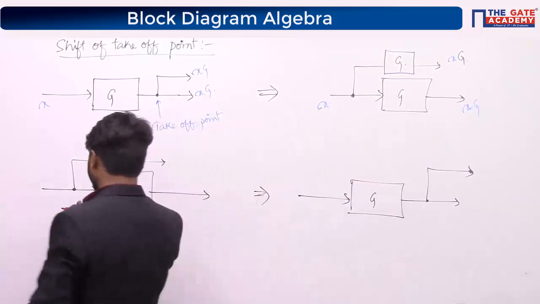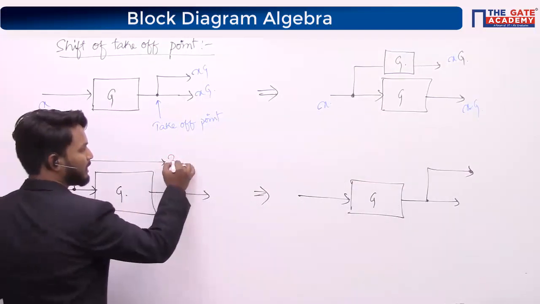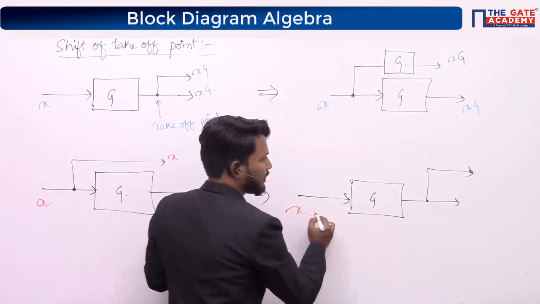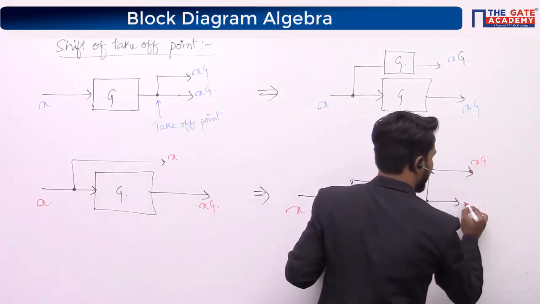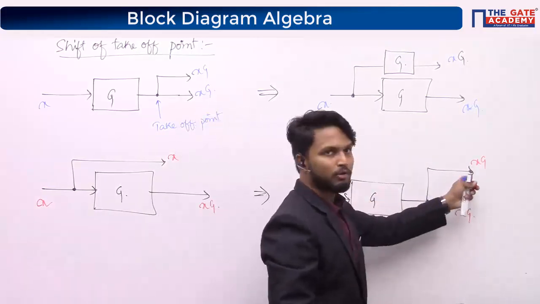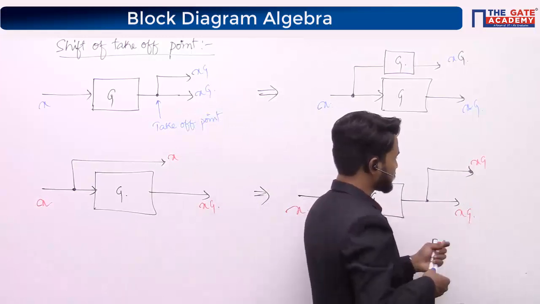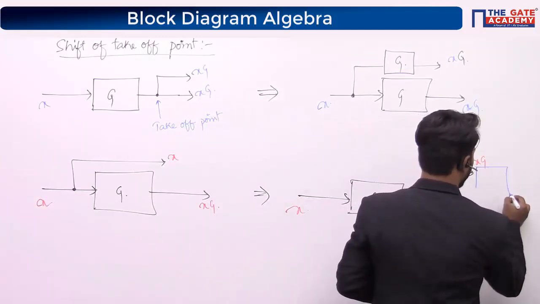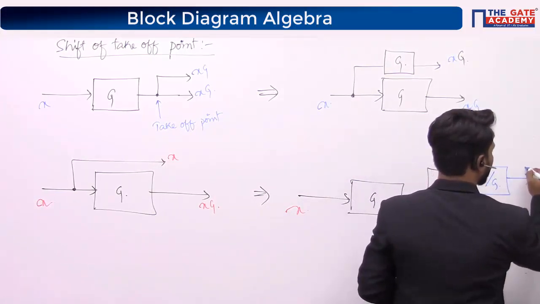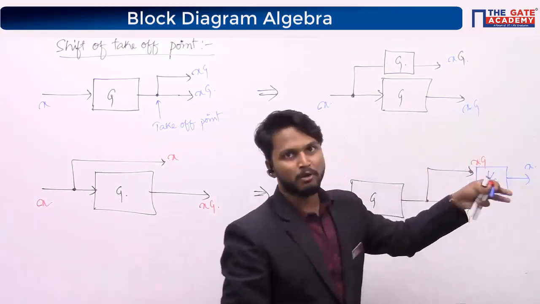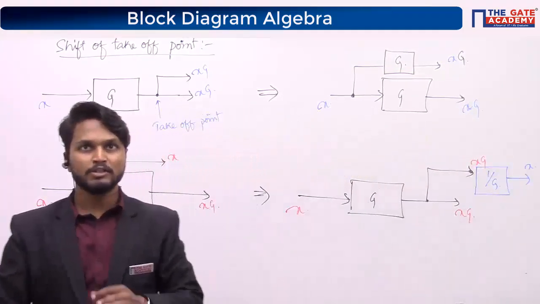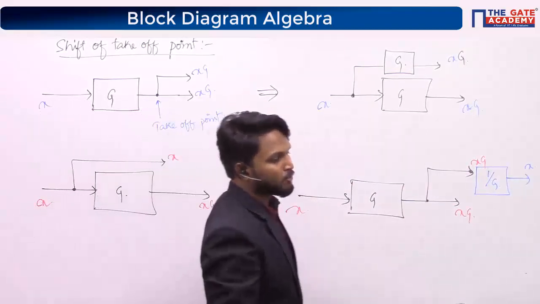So if I give x here, I'll get x times G here, and I'll get x times G here also. So I want the x signal out of this. If I want the x signal out of this, what should I do? I should add a block whose gain is 1 by G, so that I'll get xG multiplied by 1 by G, which is x. So that's simple, right? Once you're done with all these techniques, let us look into the questions now.